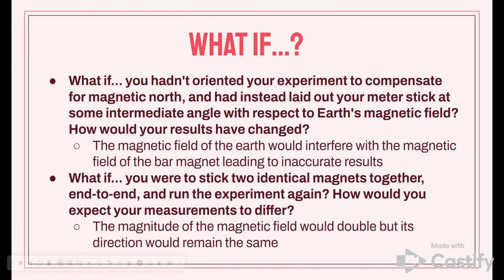And then if we were to stick 2 identical bar magnets together end to end, how would it differ, and how would we expect our measurements to differ? So since we're connecting the bar magnets to where they're essentially added up in series, then we would be able to add up their dipoles, and it would increase their magnetic field. However, the direction would stay the same.